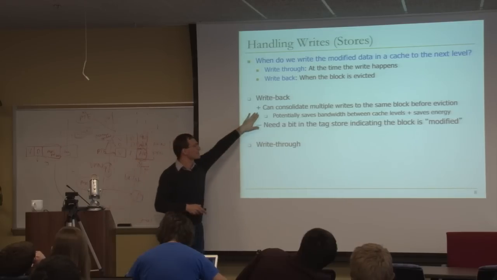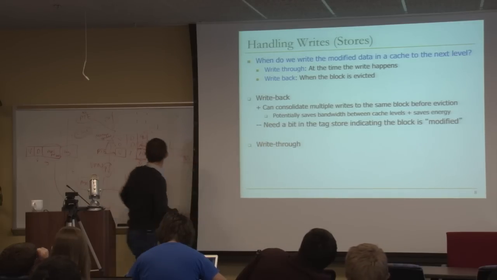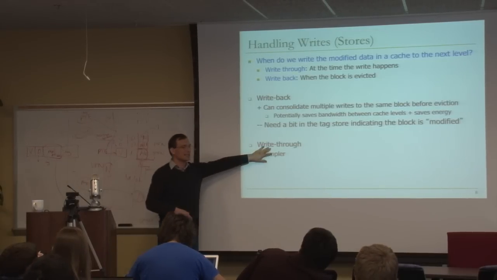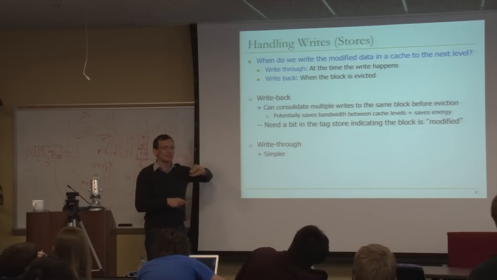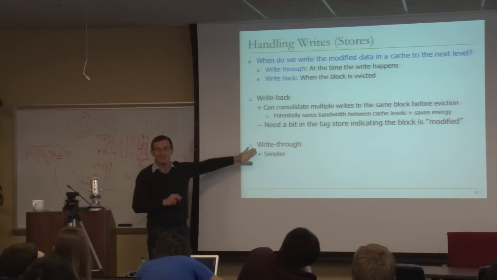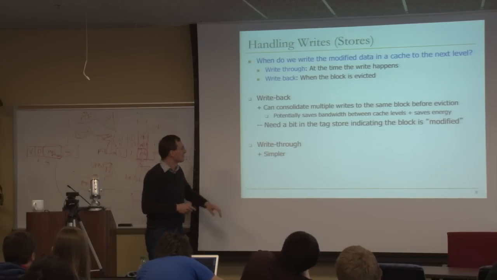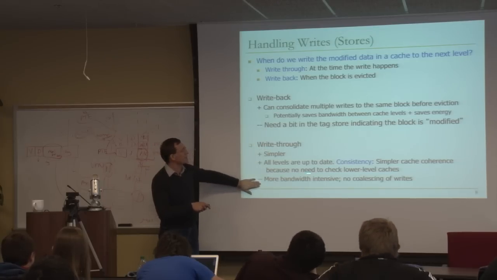The downside of this is, well, you need a bit in the tag store indicating the block is modified. Basically, that's why you need this dirty bit. With a write-through cache, it's actually simpler in a sense because you don't need to deal with eviction of dirty blocks. In a sense, there are no dirty blocks in the cache. That's why you don't need this dirty bit. You always write to the next level. But the downside, it's more bandwidth intensive, obviously.